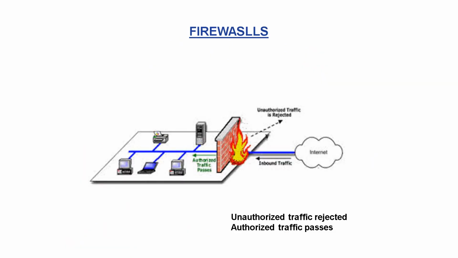So from this figure we can see that there are a trusted network and an untrusted network. The trusted network means the organization where we are planning to implement the firewall. And the general internet is the untrusted network. The firewall's role is in between the trusted and the untrusted network. Unauthorized traffic is rejected and authorized traffic is allowed to enter.